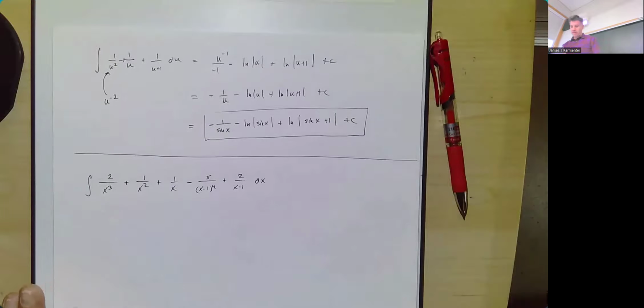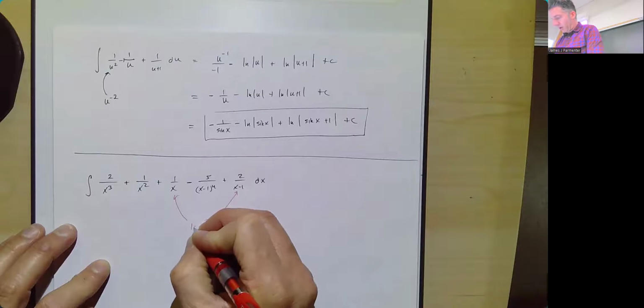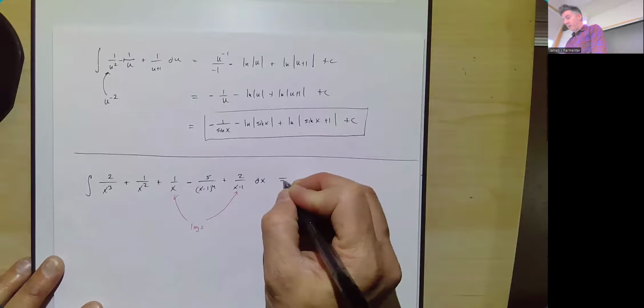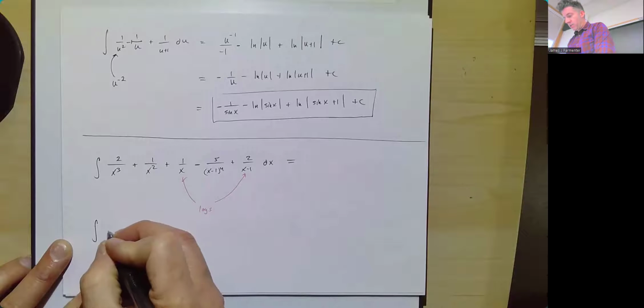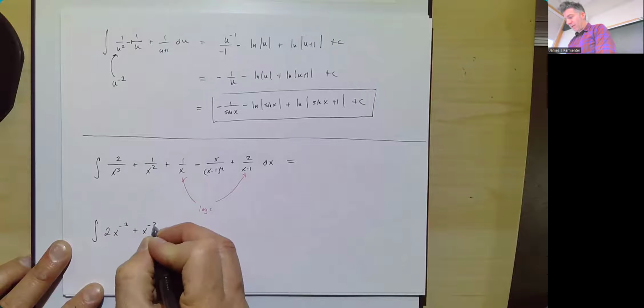So here's what I want to say about this. These ones are the ones that are going to be logs, because those have denominators that are linear functions of x. You have something times x to the first plus or minus a constant. The other ones we want to rewrite so that they're anti-power rules. So I would rewrite this integral as the integral of 2 times x to the negative third plus x to the negative second. I would leave this as 1 over x.